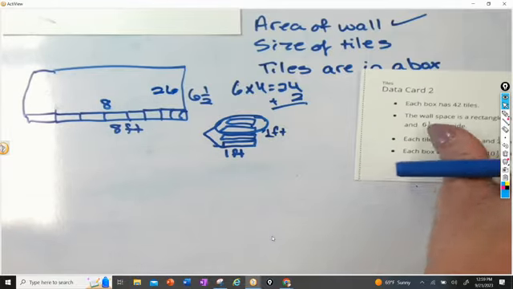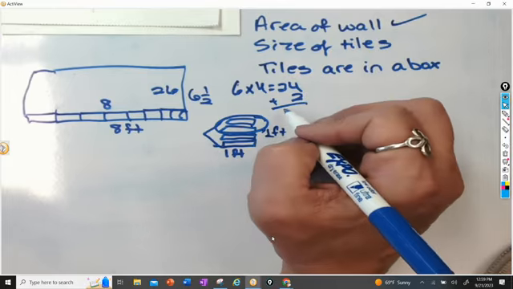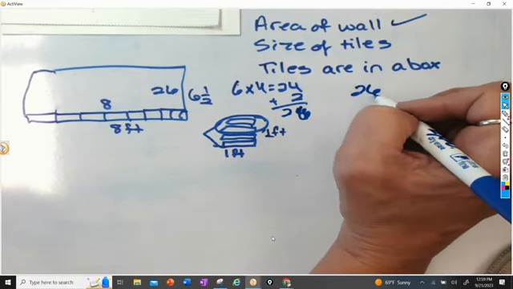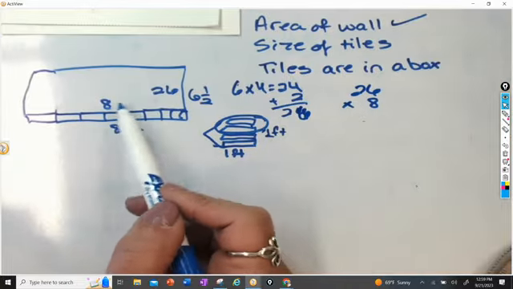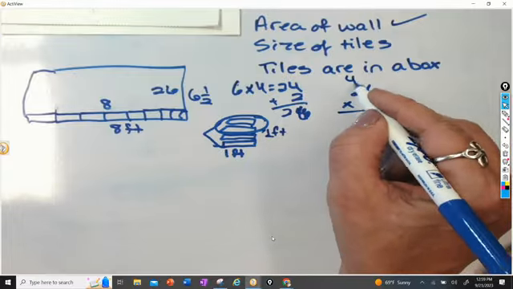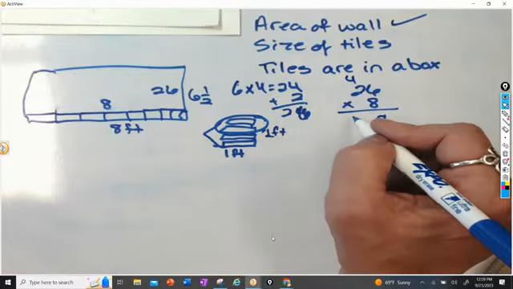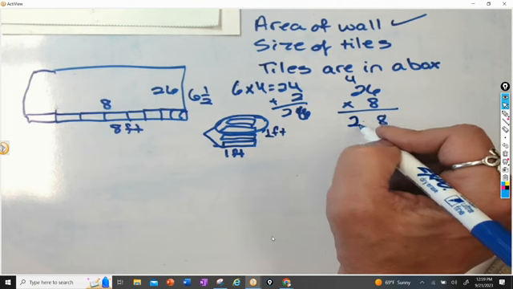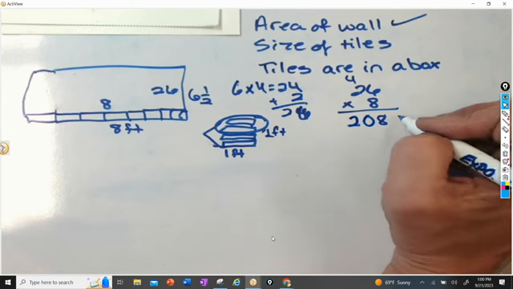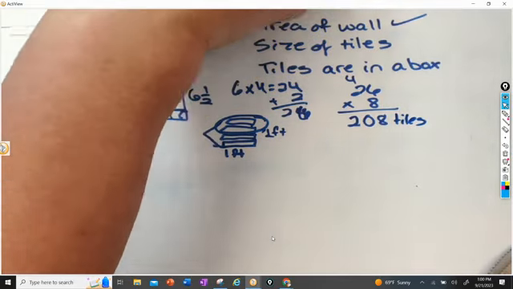So we could just multiply to find out how many tiles I'll need. This is 24. 26. I'm going to do 26 times 8, and that's going to tell me how many tiles are going to go across the whole thing, right? 8 times 6 is 48. 8 times 2 is 16, plus 4 is 208. All right, so that's how many tiles I need, but that's not what they asked, is it?